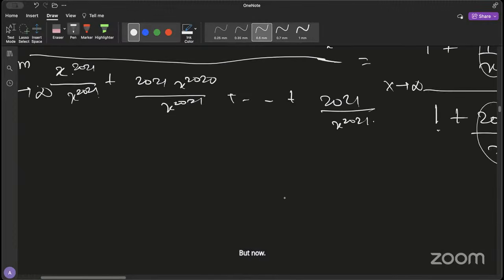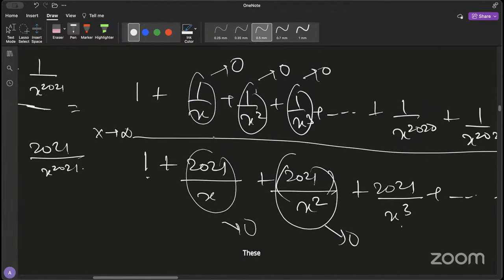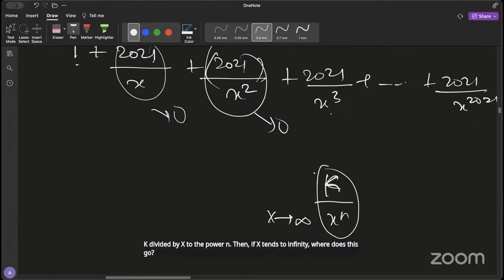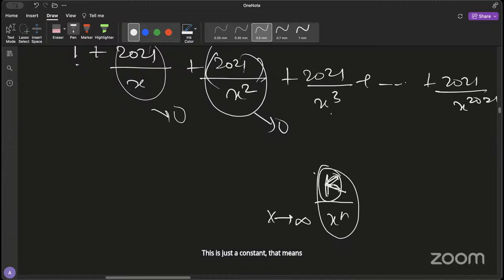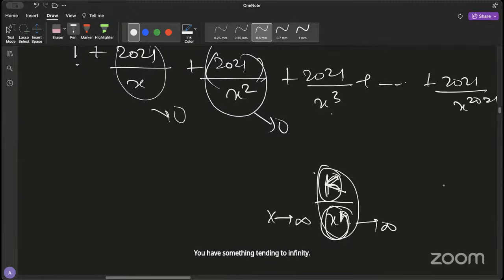Madam, why does the denominator go to 0? If you have a constant k divided by x to the power n, and x tends to infinity, where does this go? This is just a constant. That means in the numerator you have something fixed, and in the denominator you have something tending to infinity. That means you have a 1 by infinity form, right? It tends to 0.